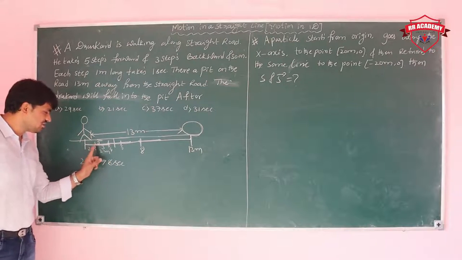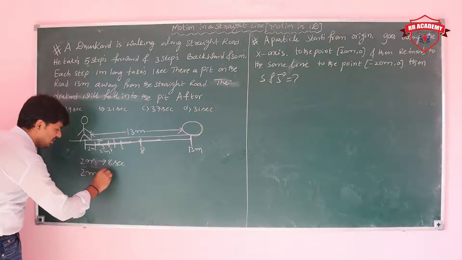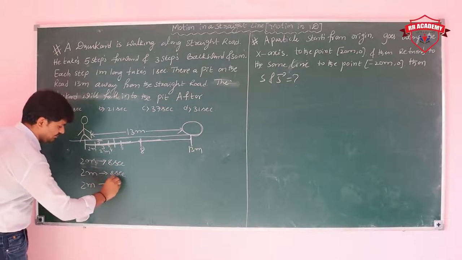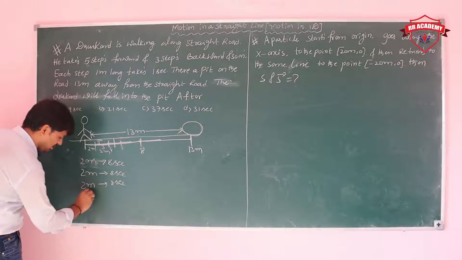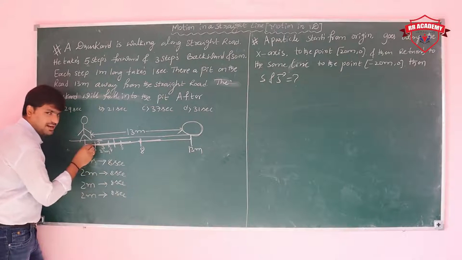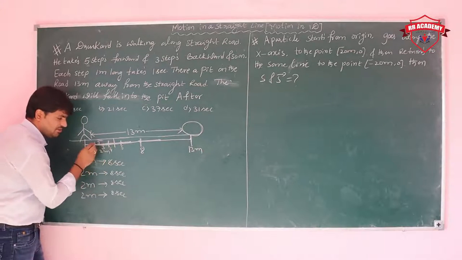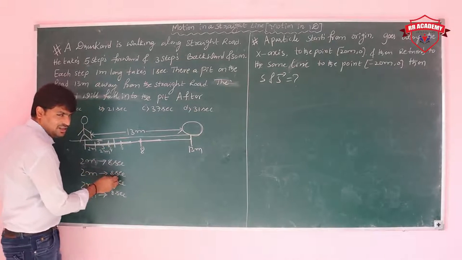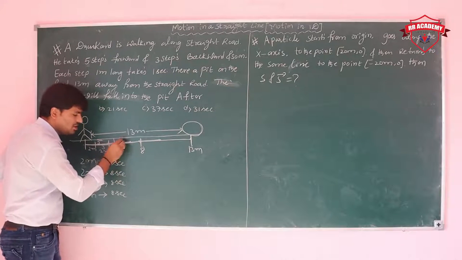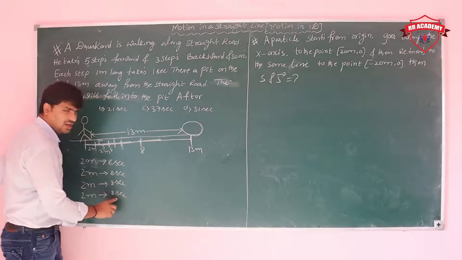From here to here, 2 meters of displacement, how much time did he take? 8 seconds. Again another 2 meters, another 8 seconds, another 2 meters, another 8 seconds, another 2 meters, another 8 seconds. Once again, from here to here, 5 meters forward, 3 meters backward means displacement is 2 meters, time is 8 seconds. Again, 5 meters forward, 3 meters backward, 2 meters, 8 seconds. Another 2 meters, another 8 seconds.